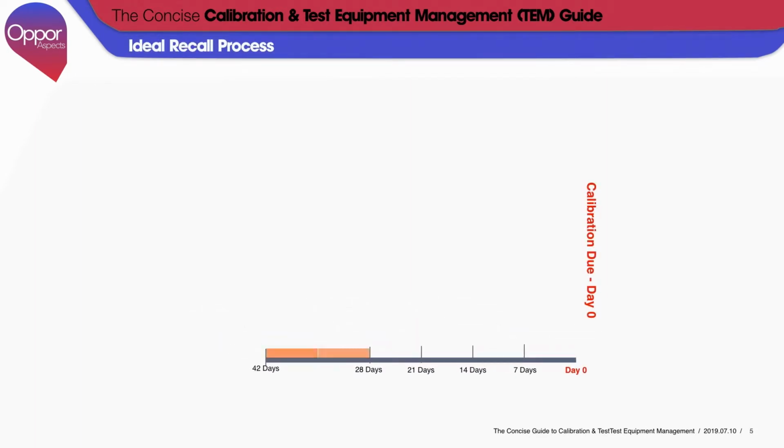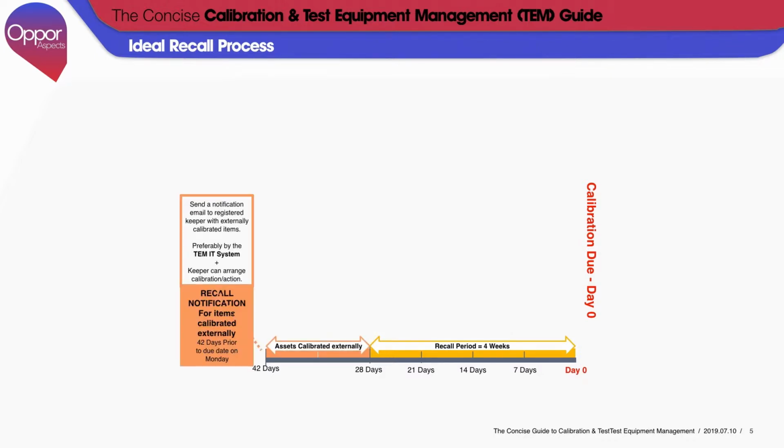As you can see, the 7-day blocks are moving up the scale to day 0. The recall period is 4 weeks, 28 days before day 0, which is the day that the item is due to be calibrated or the calibration period is due to run out.